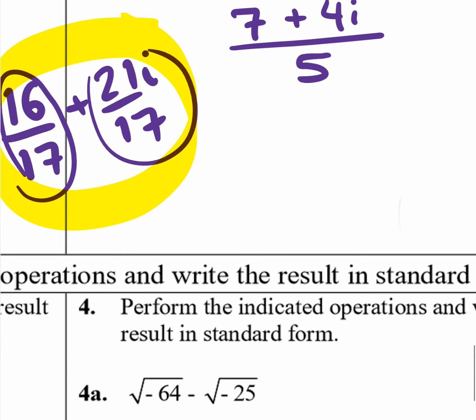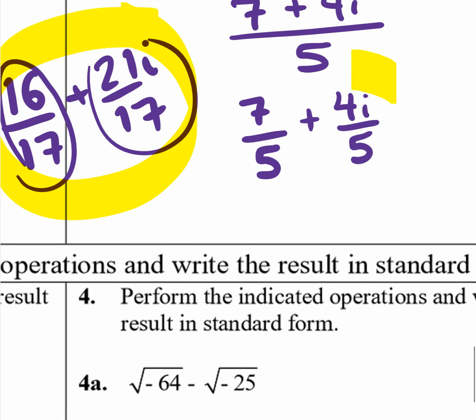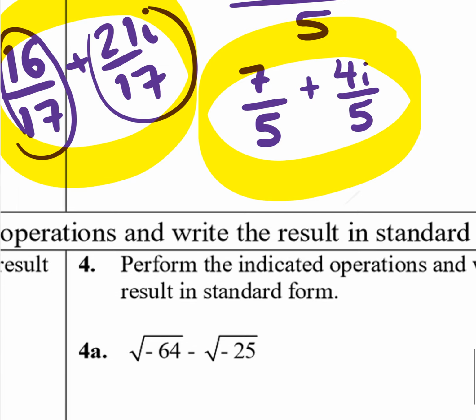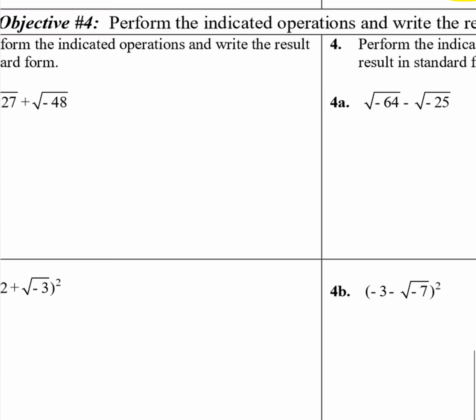Okay, that looks good. So I'm going to go ahead and just rewrite it like we did before. I'm going to give the real portion its own denominator of 5, so 7 over 5, and then the imaginary portion its own denominator of 5, 4i over 5. And that looks good. That's more the standard form we want, a plus bi. Okay, I think that looks good. All right, so that's how you divide. And it's not amazing, it's not exciting, but it's okay.